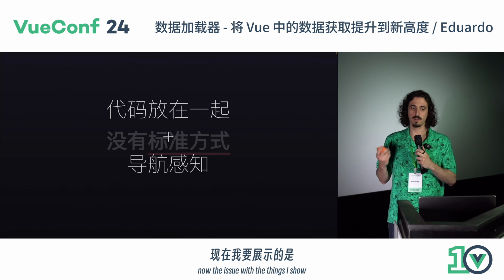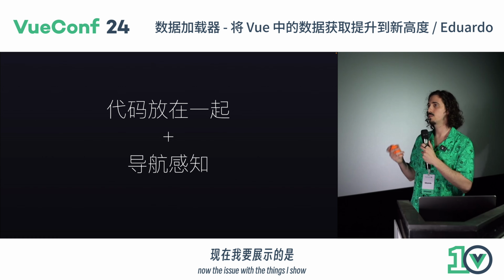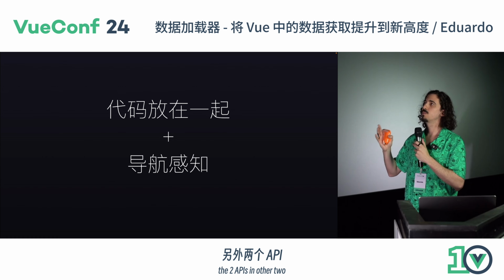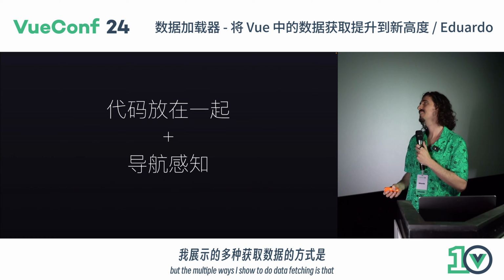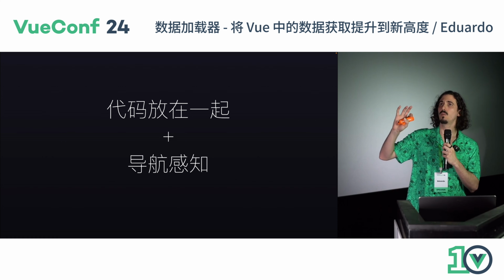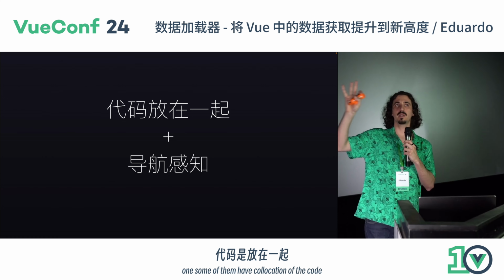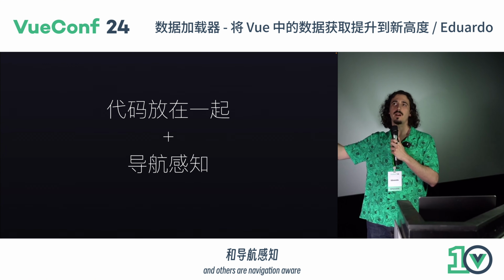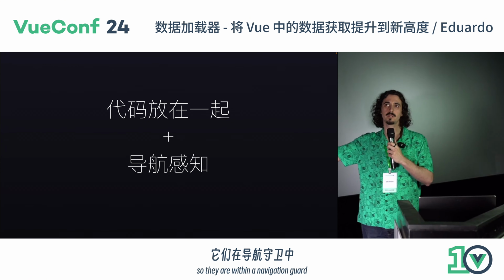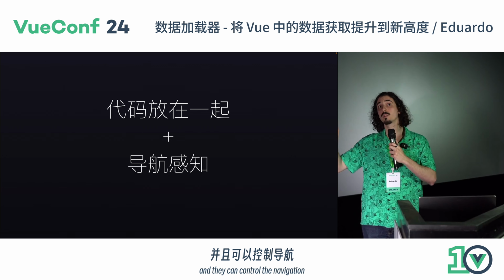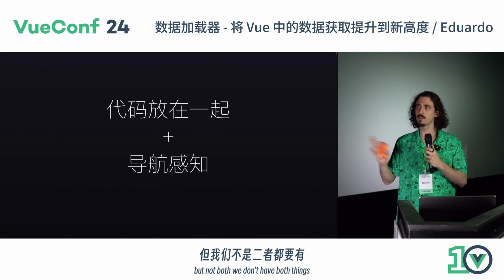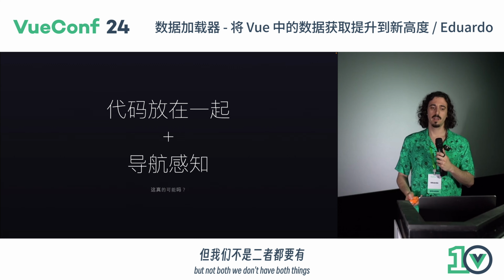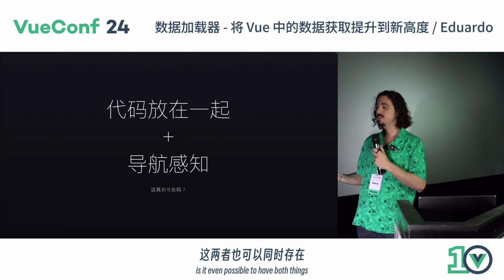Now, the issue with the things I showed, the two APIs, and the multiple ways I showed to do data fetching, is that some of them have collocation of the code, and others are navigation aware. So they are within a navigation guard, and they can control the navigation, but not both. We don't have both things. Is it even possible to have both things?